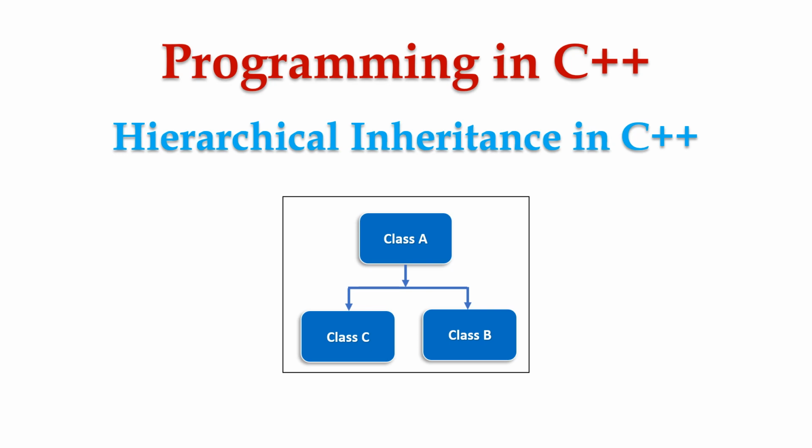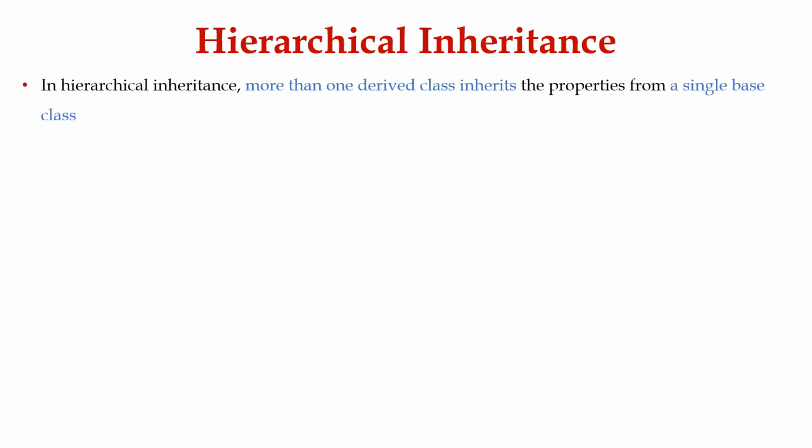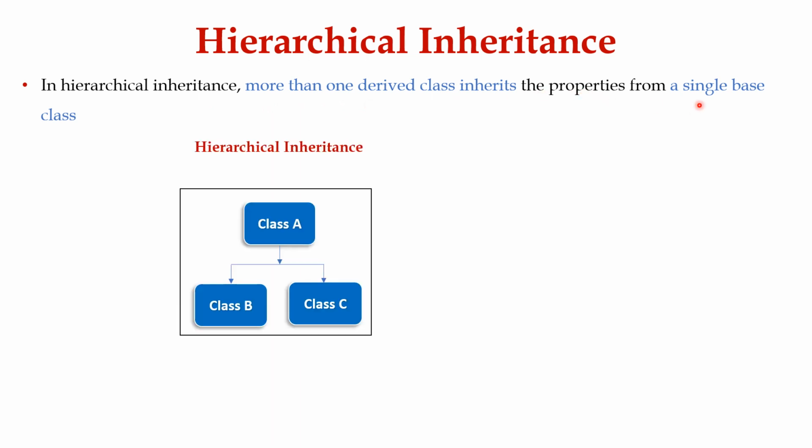In this session, let's learn about hierarchical inheritance. In hierarchical inheritance, more than one derived class inherits the properties from a single base class.